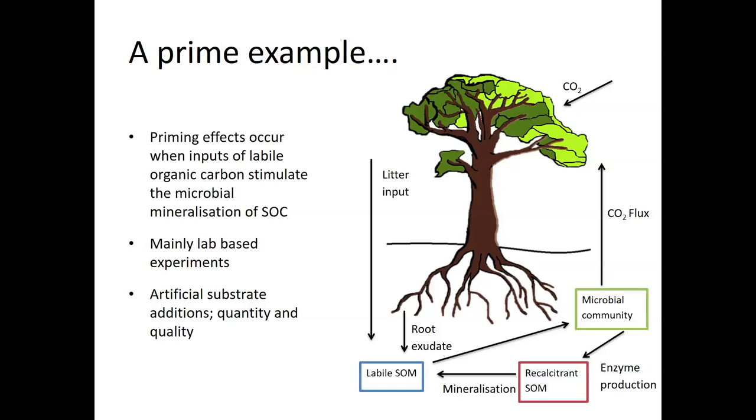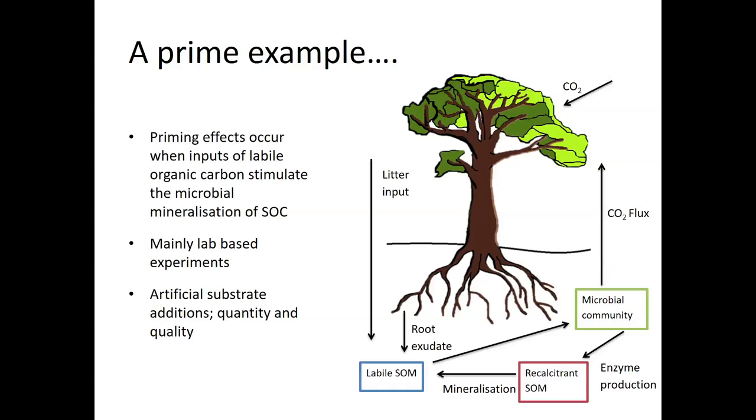So this is really important under climate scenarios where we might increase productivity in forests and increase the input of carbon in the form of leaf litter into the soils. And as a feedback, if this then causes an extra release of carbon from the soils, this can potentially have a pretty big significant effect across ecosystems.